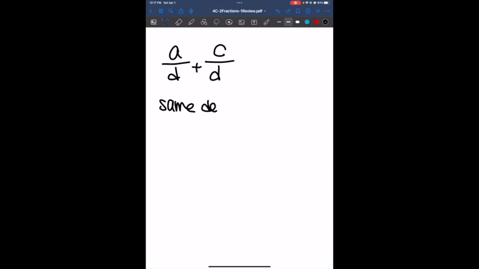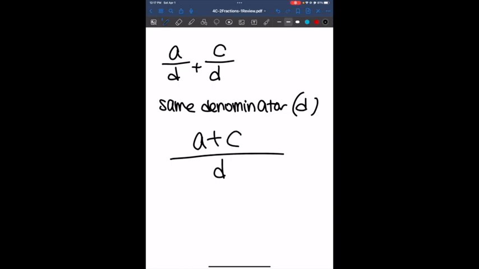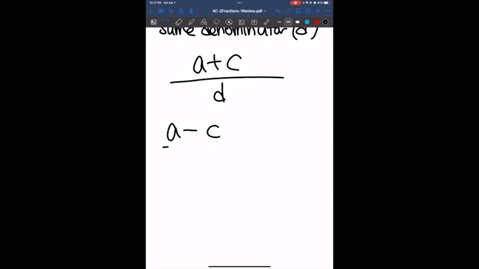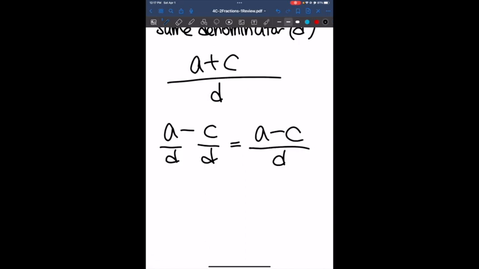We have the same denominator, D. Then since the denominators are the same, the result of A over D plus C over D is going to be A plus C over D. Now it's the same for subtraction. If the denominator is the same, it's just going to be the numerator that changes, and the denominator is going to be that common denominator.